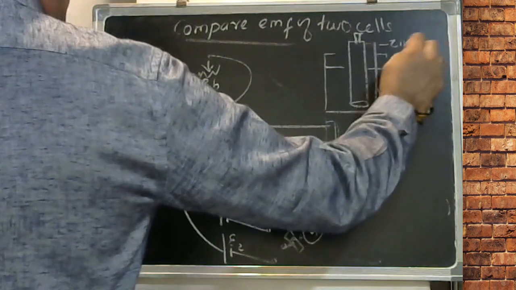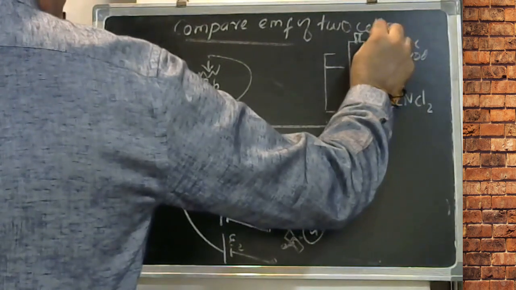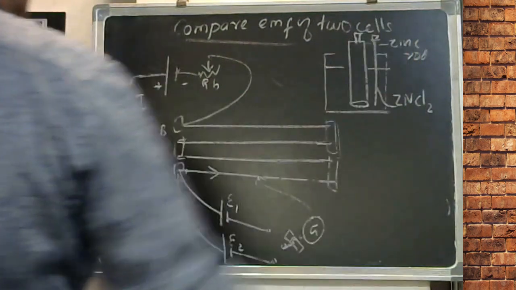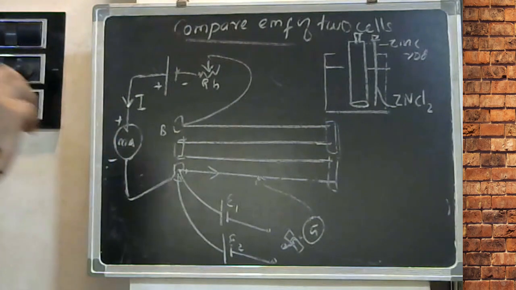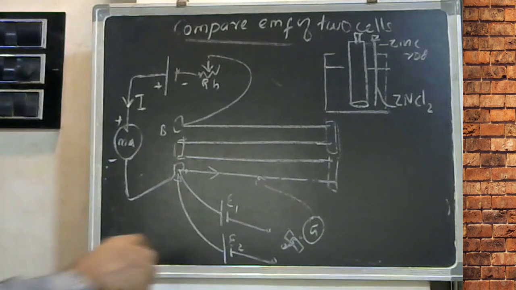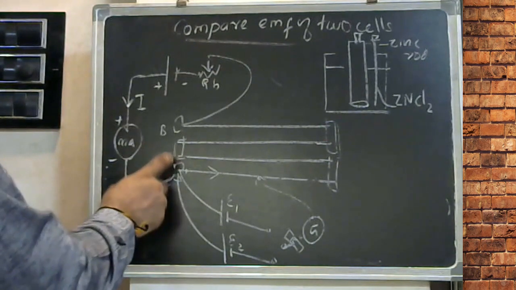Zinc rod will also have a small screw on top. So the zinc rod and your porous pot have to be connected to the galvanometer and resistor. First, you should know when you do the connections, the zinc rod will never go to the potentiometer. You should not connect the zinc rod to this.